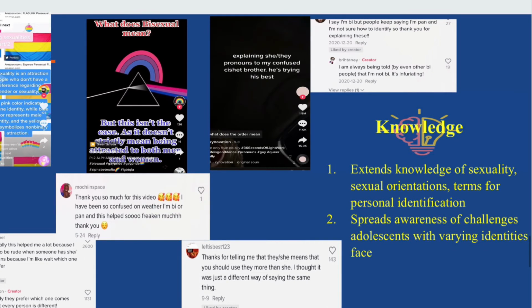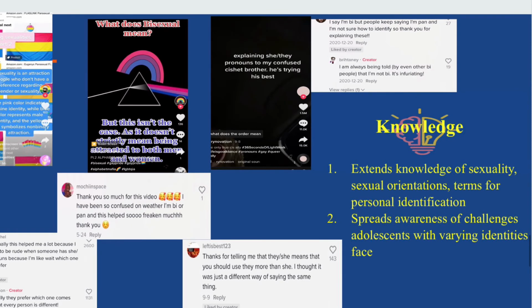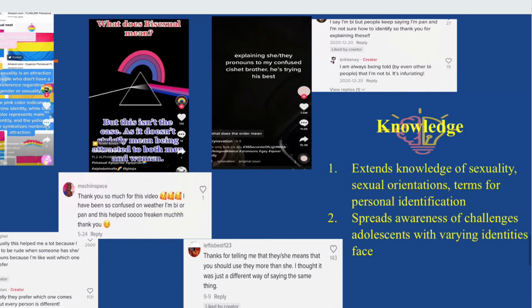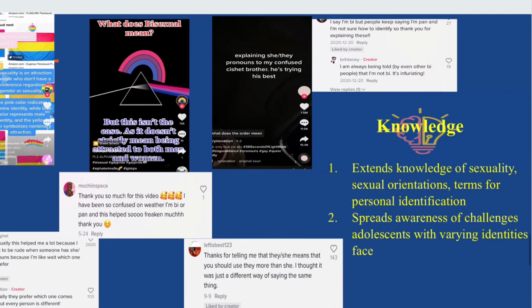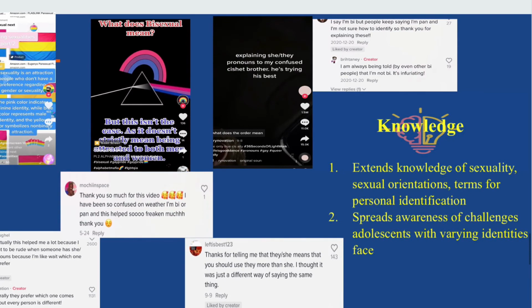And as you can see in the comments, some of these adolescents comment that this is new information to them, or it's useful information, or maybe they had before identified as bisexual, but now with this new definition that they're consuming, they identify as pansexual, and so forth. Some of the videos on TikTok also spread awareness of the challenges that many of these adolescents face when they're exploring various identities and forming and reshaping their own identity.